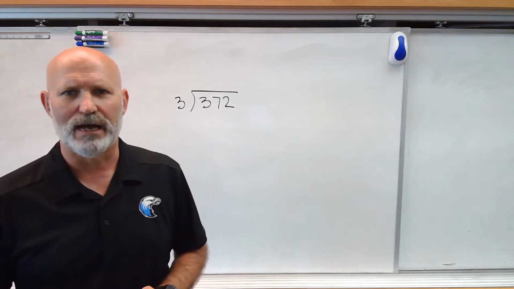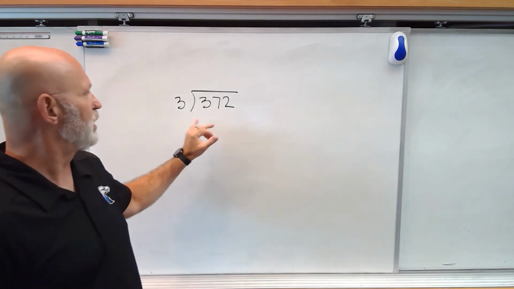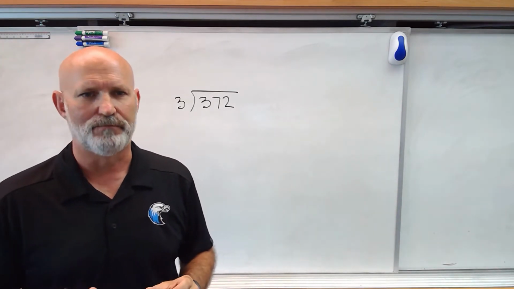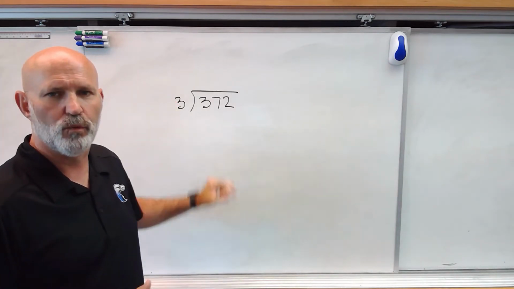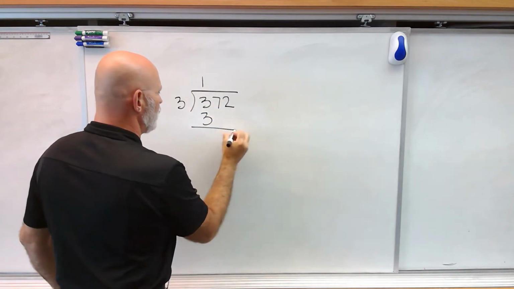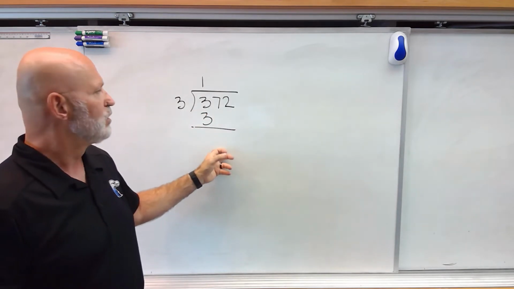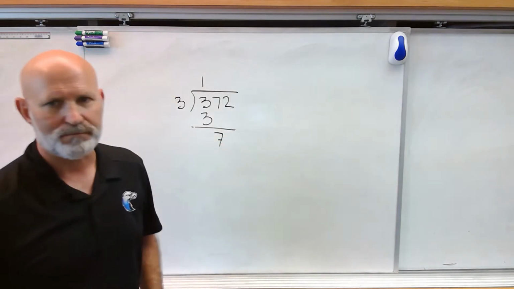Okay, so now we've got our first problem up here. Now I chose this because 3 will go into 372 an even number of times. So let's see how many times. So first off, we know that 3 will go into 3 one time. So we got 3, and we're going to put 3 underneath it. Now I know that when I subtract 3 from 3, I get 0. So now I'm going to go ahead and bring down this 7.